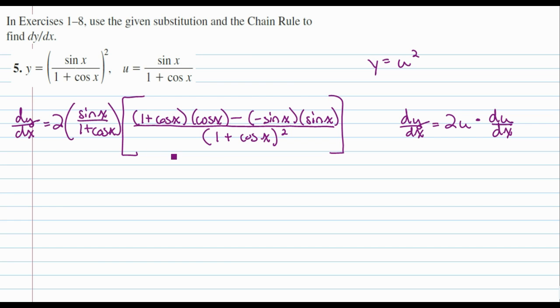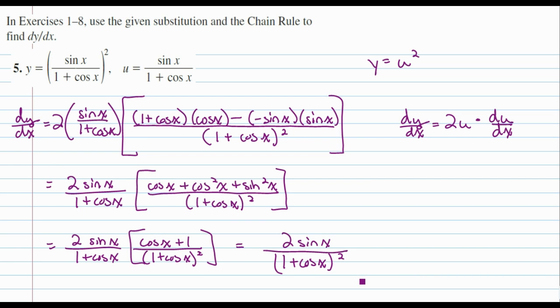And then here's my result of the quotient rule. So we took the derivative of just the square part of this composition function, the outside piece of the composition, leaving the inside alone, and then multiplied by the derivative of the inside. So let's simplify and see how that works out. And I get 2 sine of x all over 1 plus cosine of x quantity squared.